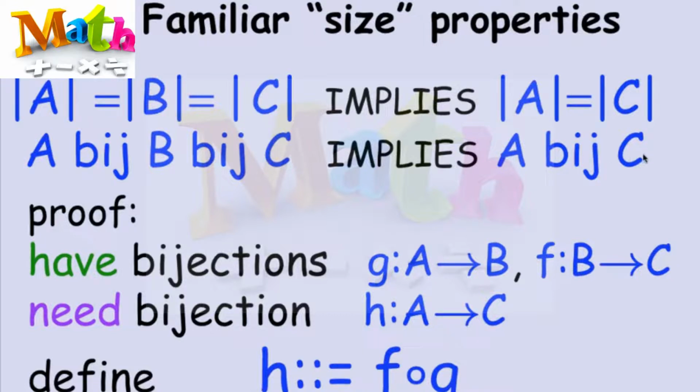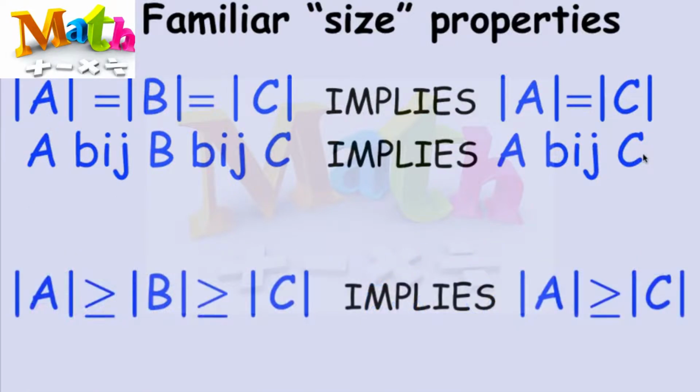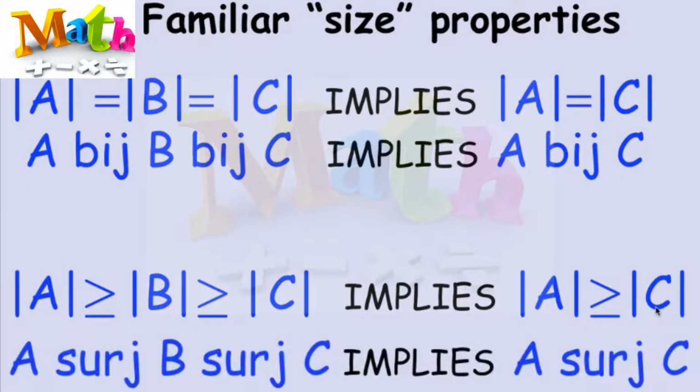So this property works out just fine. A similar property applies to at least as big as, greater than or equal to. For finite sets, if A is greater than or equal to B and B is greater than or equal to C in size, then A is greater than or equal to C. And actually the same argument that worked for bij works for surj, because the composition of surjective functions is a surjective function. So if A surj B and B surj C implies A surj C.